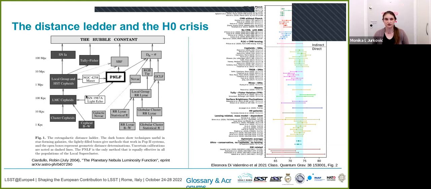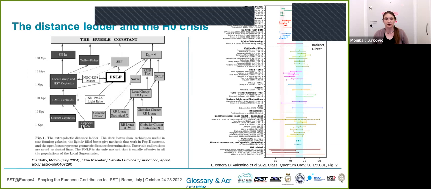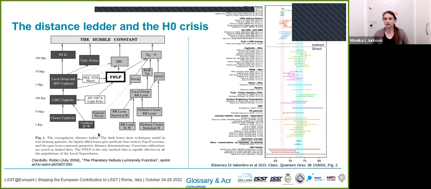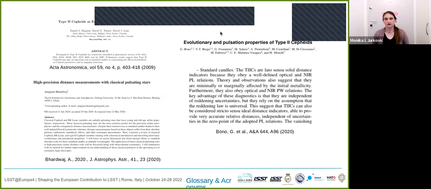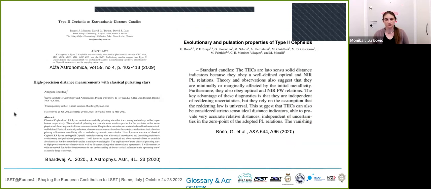What I'm proposing, as seen here on the other panel, is that not only can we use the classical Cepheids and the RR Lyrae, but we can also use other specific types of variable stars. This proposal to use type 2 Cepheids has already been out there. This is not my original idea.